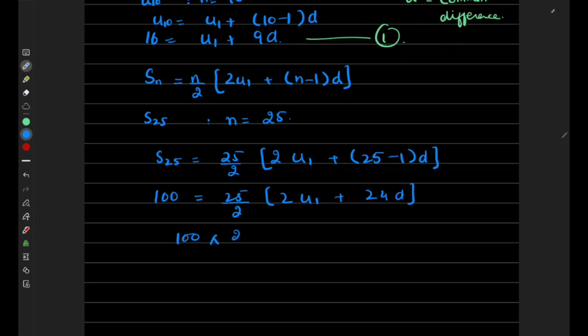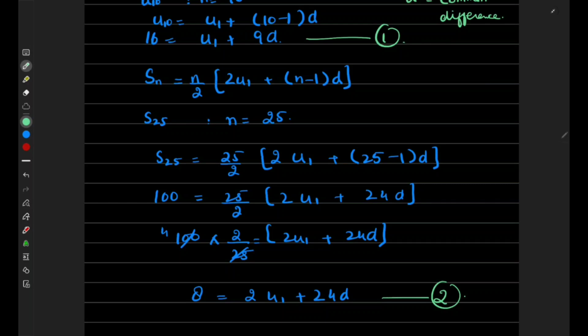100 times 2 over 25 is equal to 2U1 plus 24d. We have 8 is equal to 2U1 plus 24d. Now we name this equation number 2. Now from equation 1 and equation 2, we have two unknown variables, U1 and d. First we find these variables so that we can find the value of k.